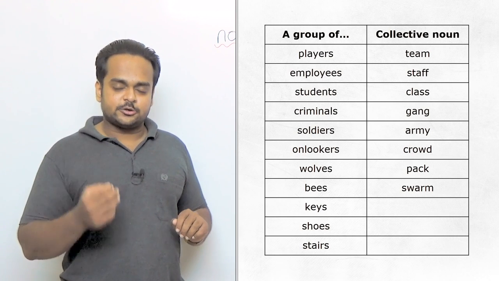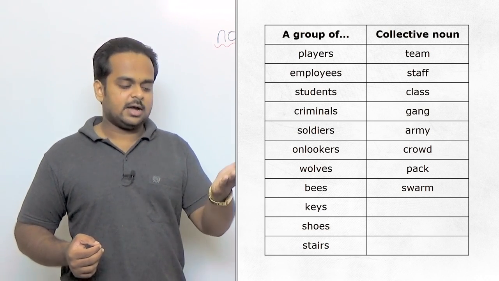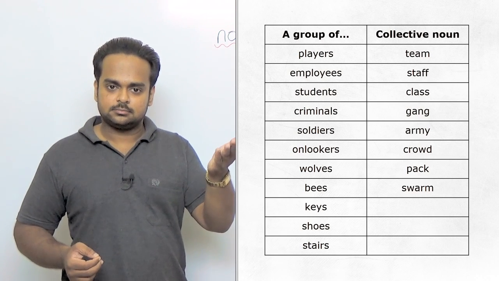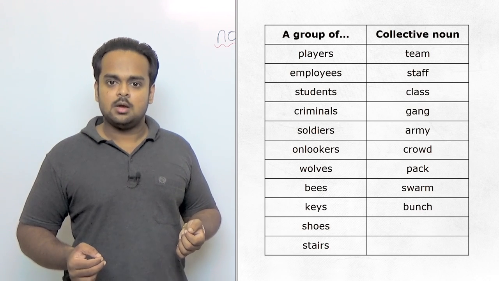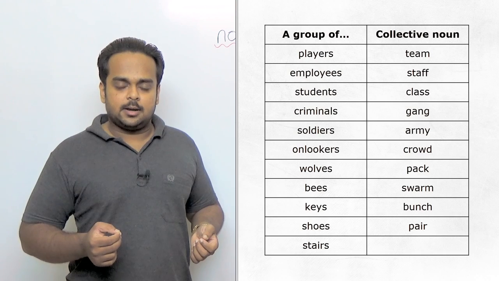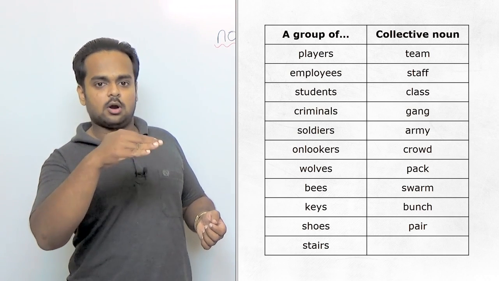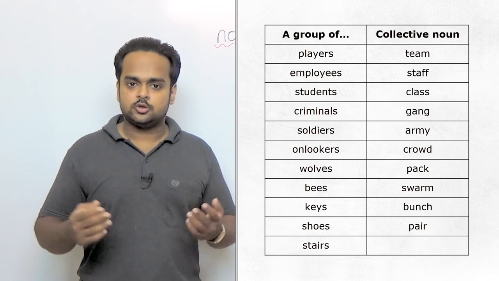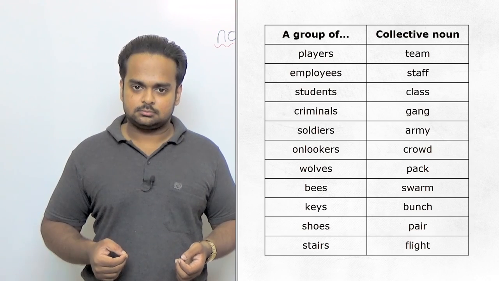All right, there are also collective nouns for things. Like if I have 5 or 6 keys in my hand, do you know what we call that? We call it a bunch of keys. What about 2 shoes? A pair. And when there are stairs that you have to take from one floor of a building to the next floor, do you know what we call that? It's called a flight of stairs.